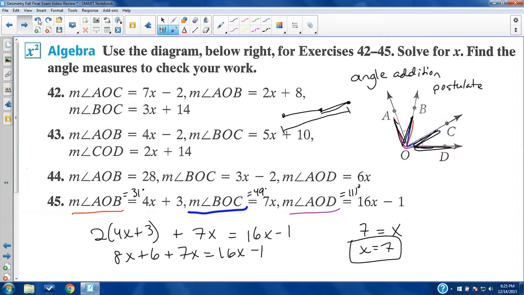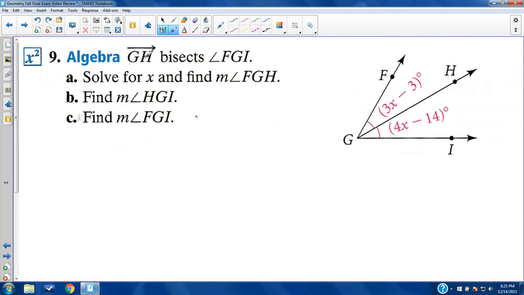Okay, moving on. Number 9, we have ray GH that bisects angle FGI. We want to first solve for x and then find each angle measure that's being asked for. So an angle bisector is something that is drawn literally right in the middle of this entire angle, which means when it's split apart into two different angles, the angles are congruent, which is actually what these markings mean.